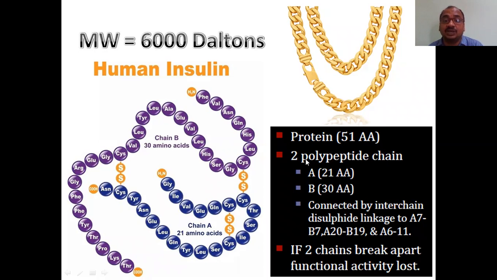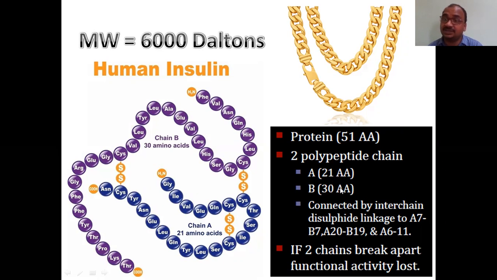In total, if you see, two polypeptide chains are present. This is a polypeptide chain. This is also a polypeptide chain. So chain A consists of 21 amino acids, as mentioned here. Chain B is the bigger chain and consists of 30 amino acids. Easy, you can remember 20, 30. First A starts with 20, then 30. One is extra for the first chain. Like that you can remember 20, 30.